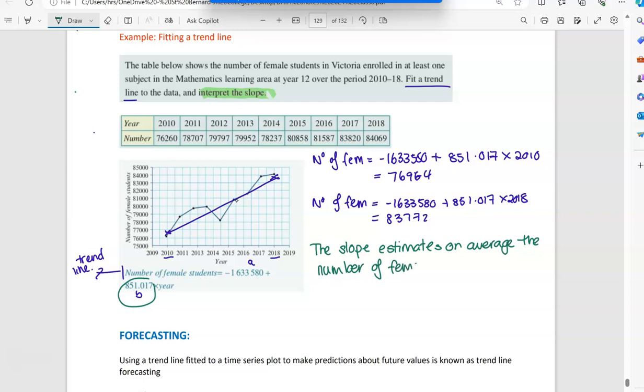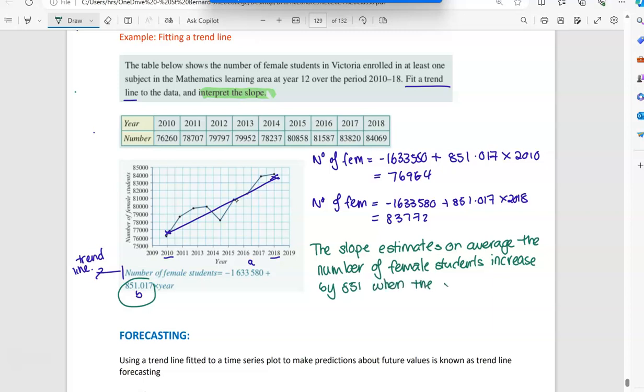So female students. Just going to write that. We know they're studying maths. So the number of female students increase by, and you put the slope number. So I'm just going to write 851 because a female, you don't have a point, something of a female. So I'm just going to leave it like that.